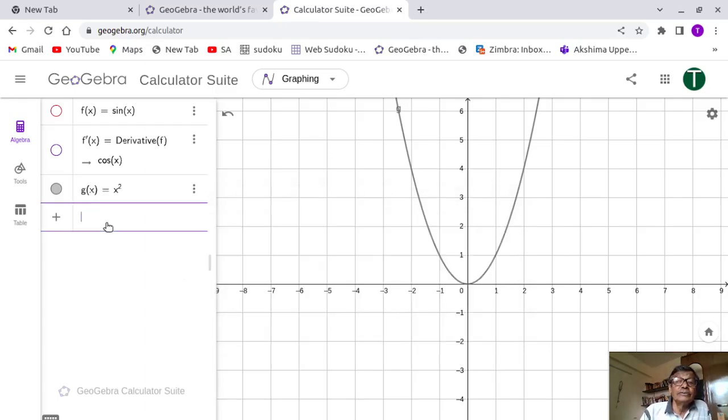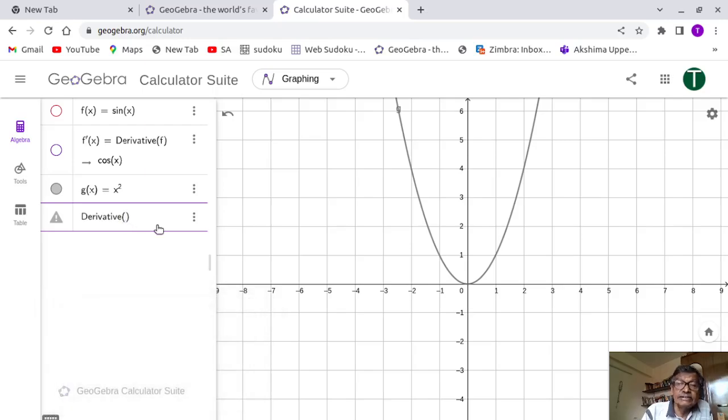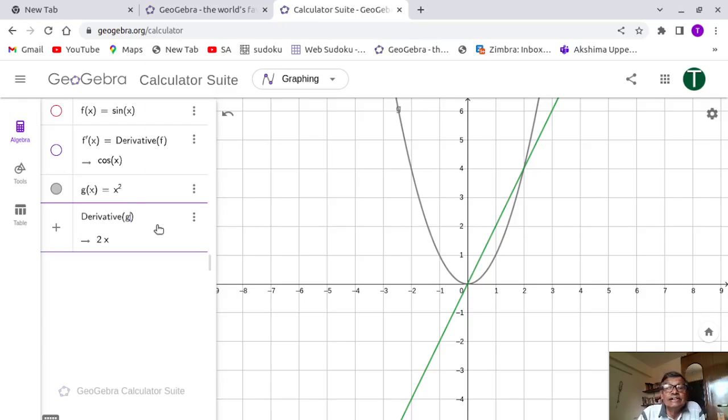cancel. You type here derivative of what function? G. Derivative of function G. You write G. And you see the derivative of this function is 2x, and it is a straight line passing through the origin with a slope of 2. You go by 1, y increases by 2, so 2x. So this is how one can find out the derivative of a function so easily.